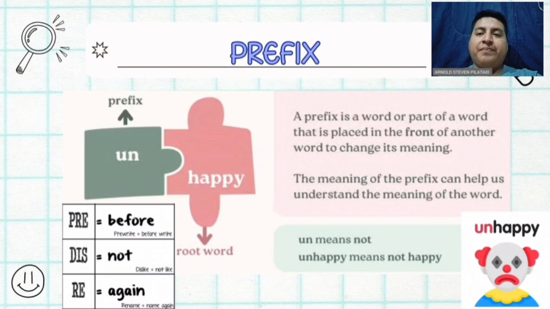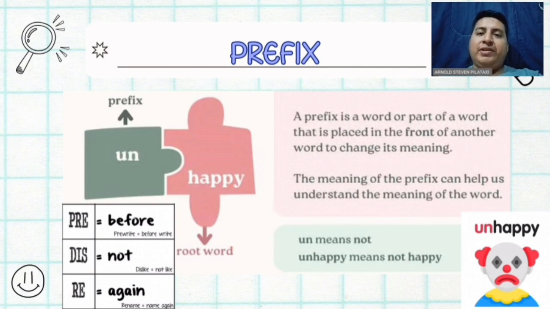The prefix pre, which means before. The word preview means to see before. The prefix dis, which means not or opposite. The word dislike means do not like. The prefix re, which means again. The word redo, to do again.